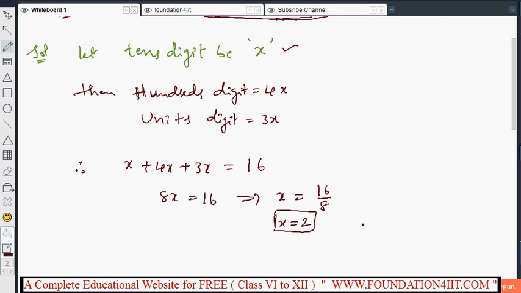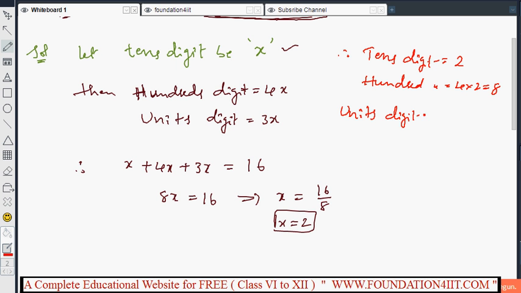Now we got 2, and 2 is the tens place. Therefore the tens digit is equal to 2. Then the hundreds digit is equal to 4x, so 4 into 2 is equal to 8. And the units digit is equal to 3x, that is 3 into 2 is equal to 6.